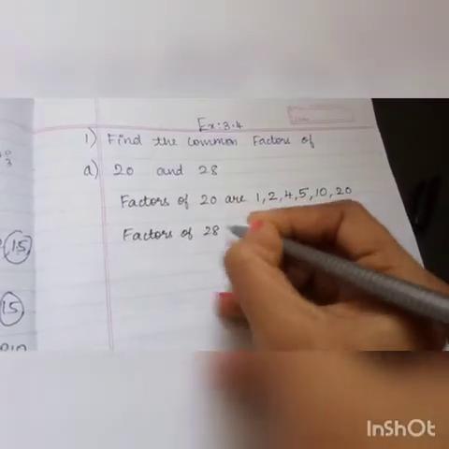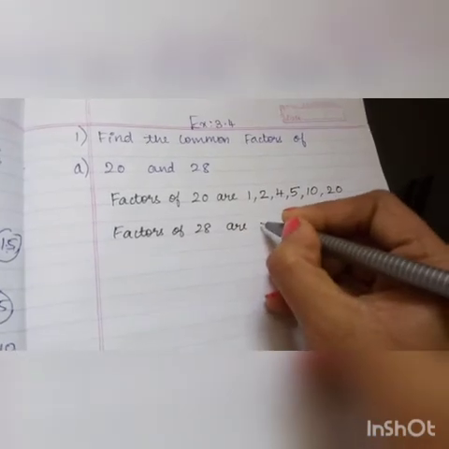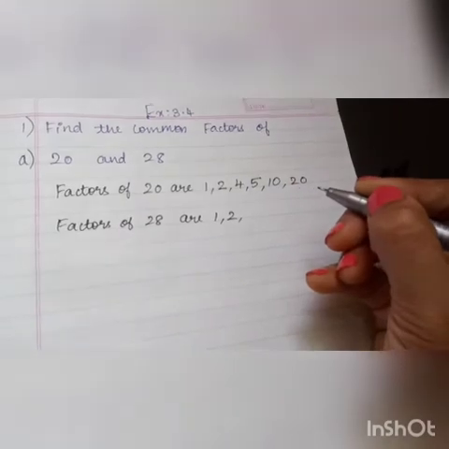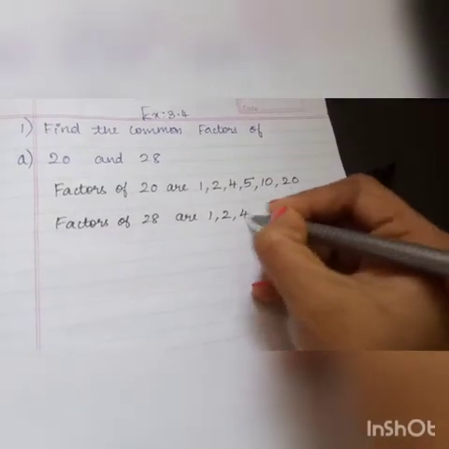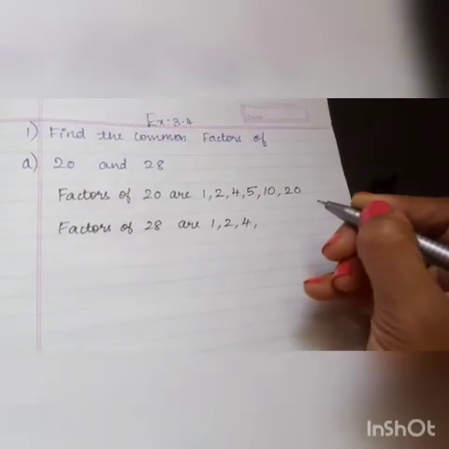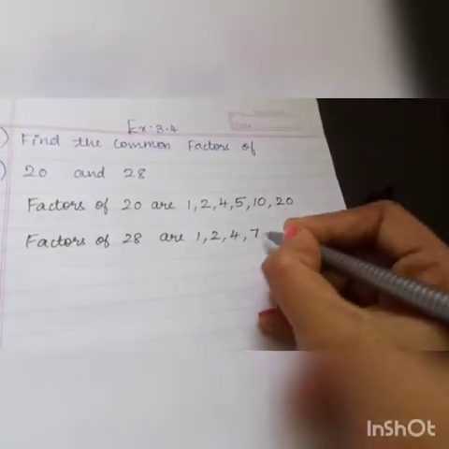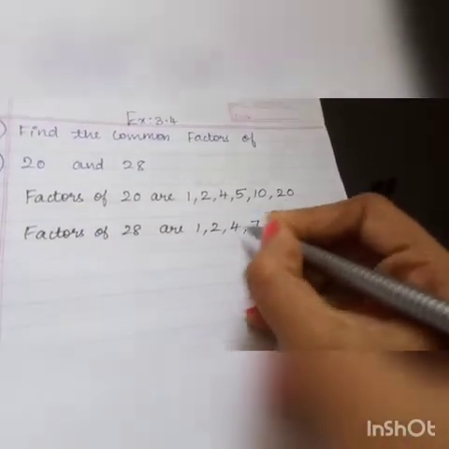Factors of 28 are, now shall we start? 1, 2, 3rd table? No. 4th table? Yes. 5th? No. 6th? No. 7th? Yes. 7 4s are 28. Is it? 7 4s are 28.